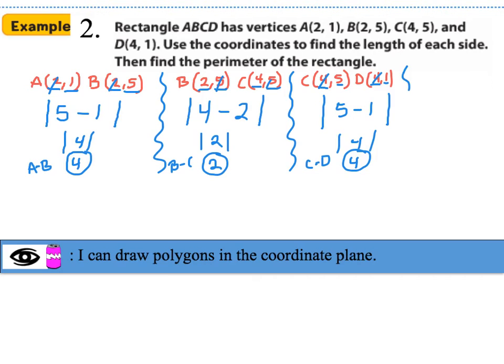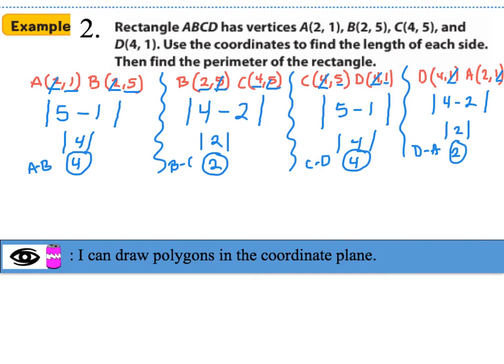Let's try one more. So point D to point A, notice that the y values are the same. They both have 1, so I'm going to ignore that. And I'm going to find the absolute value difference of 4 minus 2. And 4 minus 2 is just the absolute value of 2, which is just 2. So from point D to A, the distance is 2.